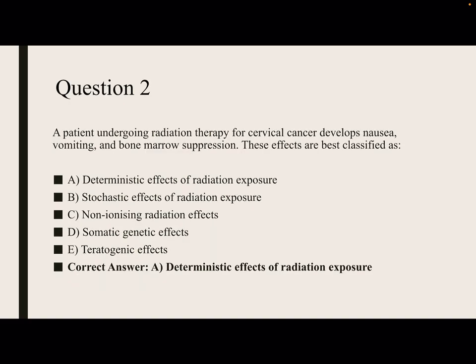Second question. A patient undergoing radiation therapy for cervical cancer develops nausea, vomiting, and bone marrow suppression. These effects are best classified as. The correct answer is A. Deterministic effects of radiation exposure.